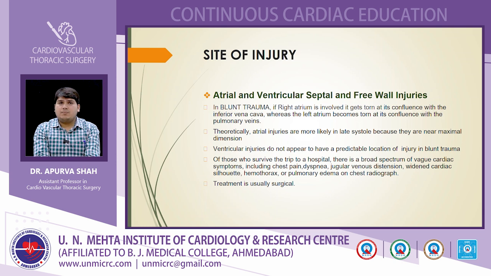Site of injury. Atrial and ventricular septal and free wall injuries. In blunt trauma, if the right atrium is involved, it gets torn at its confluence with the inferior vena cava, whereas the left atrium becomes torn at its confluence with the pulmonary vein. Theoretically, atrial injuries are more likely in late systole because they are near maximal dimension. Ventricular injuries do not appear to have a predictable location of injury in blunt trauma.